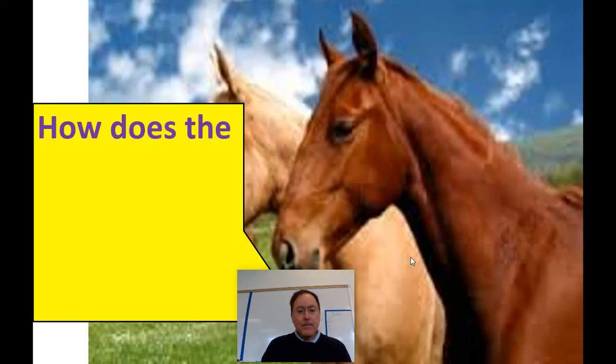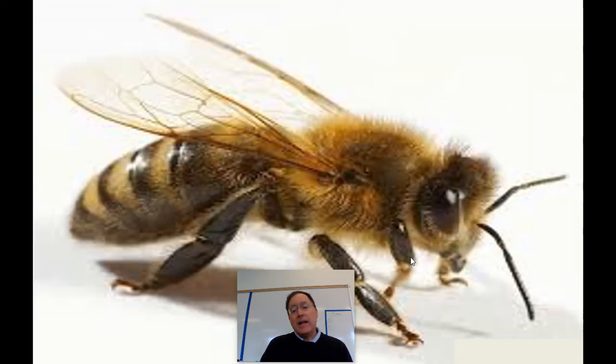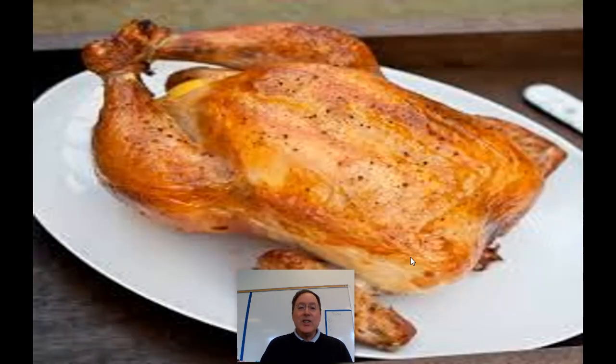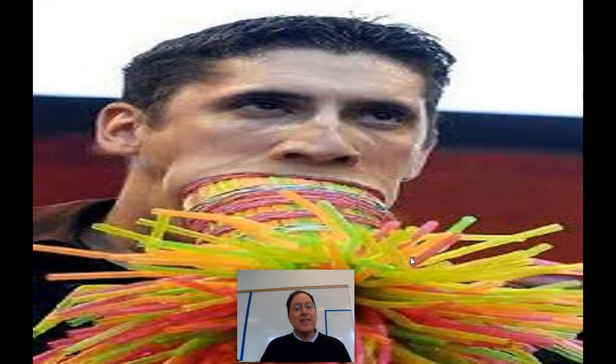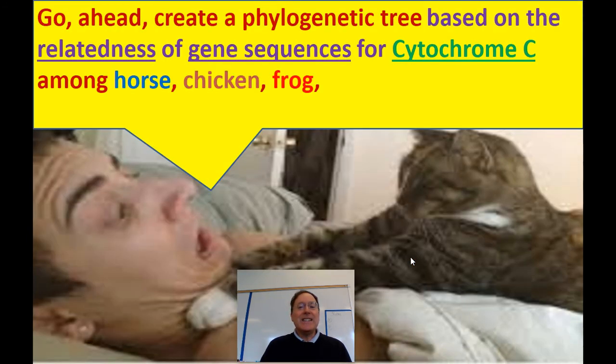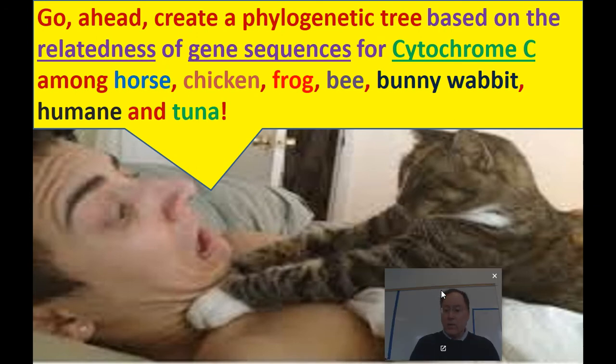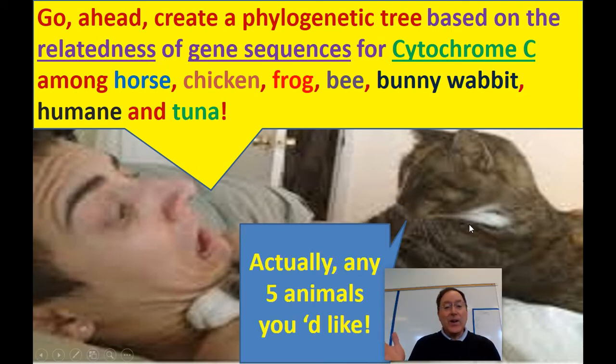Well, how does the horse gene sequence for cytochrome C compare with a bunch of other organisms? That's what you're going to do today. How about comparing them to tuna, to bees, to bunny rabbits, to chicken, to frogs, the intelligent human? The idea is that we're going to look at these cytochrome C sequences, DNA sequences for all these different organisms. And you can actually do any organisms that you'd like.